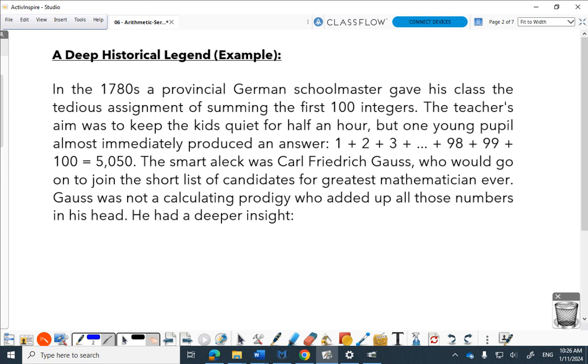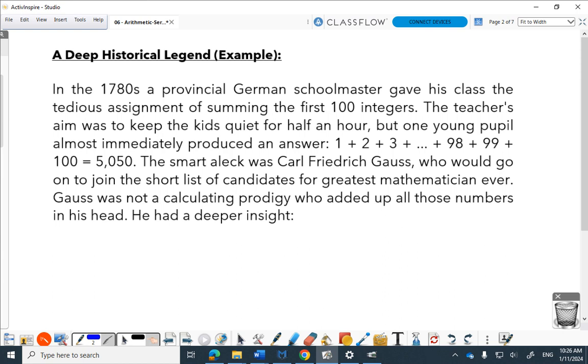See, by the 1780s, we weren't necessarily making too many breakthroughs. We didn't even know about atoms really yet. You know, we weren't on top of the world yet. But Gauss laid a lot of the foundation. Anyways, the smart aleck was Carl Friedrich Gauss, who would go on to join the short list of candidates to be the greatest mathematician ever.